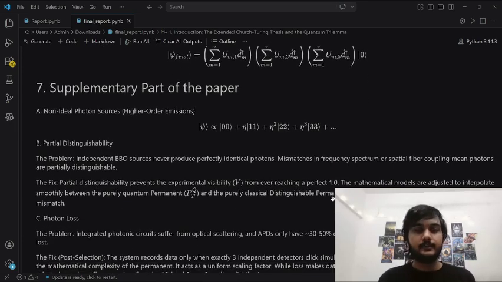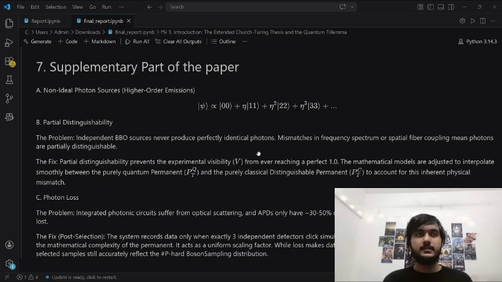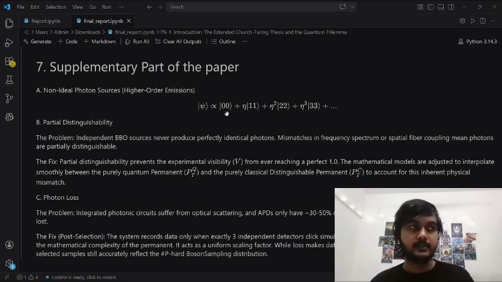And now we will discuss the supplementary part of the paper, some pros and some difficulties in doing this experiment. First of all, the SPDC part is kind of a squeezed vacuum. We can see there is a |0,0> state, then there is an eta |1,1> state, where eta is basically the probability of getting the |1,1> state.